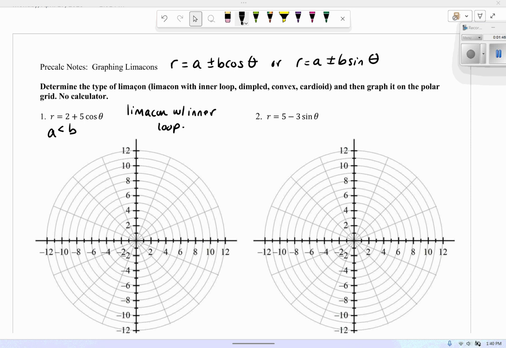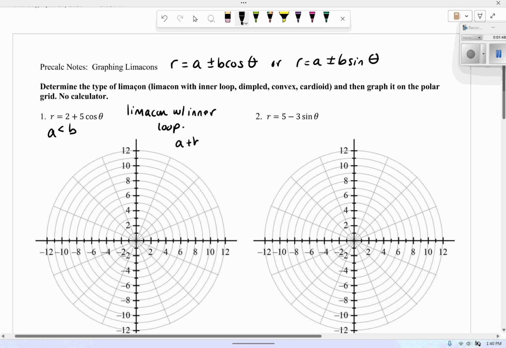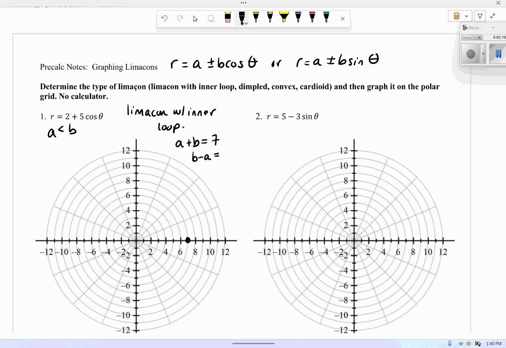And for this one, the r maximum value is a plus b. And this is the absolute value, so we don't ever use the negative. So 2 and 5 would give me 7. And because this is cosine, remember, cosine is always around the polar axis. So we're going to go from the pole out a distance of 7 and plot that point. Then the inner loop is the b minus the a value, which gives us a distance of 3. So if we count in 1, 2, 3 from the pole on that polar axis, that gives us our other intercept.